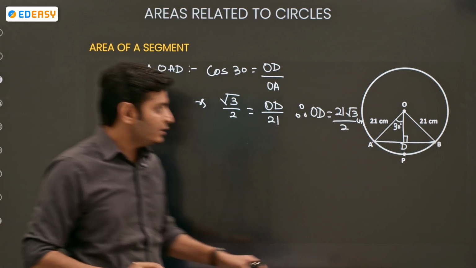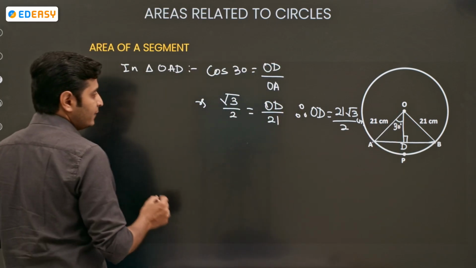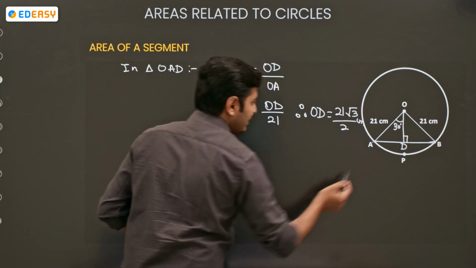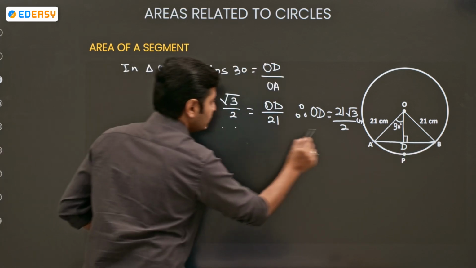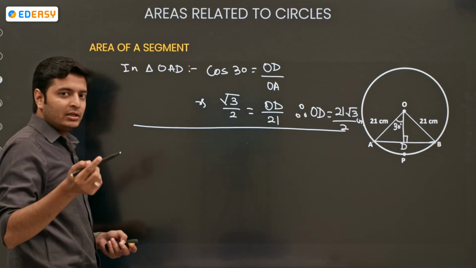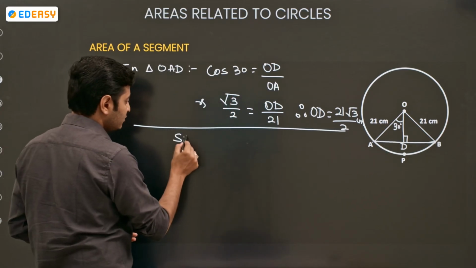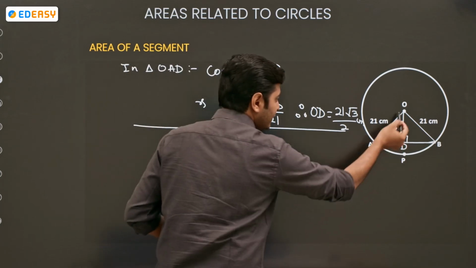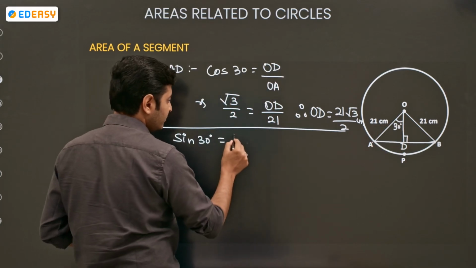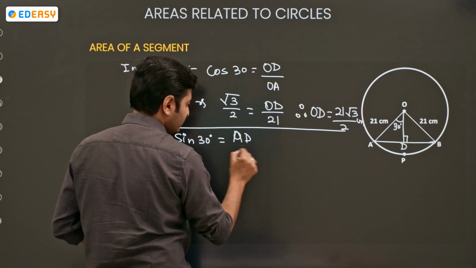Now, we are having the value of height, correct? We need to find the value of base AB. So, first in the same triangle, I will find the value of AD. Then I can multiply that value with 2. So, we will get the value of AB. So, sine 30 degree we need to find, because AD is the side opposite to the angle. So, sine 30 would be side opposite or perpendicular AD by OA.